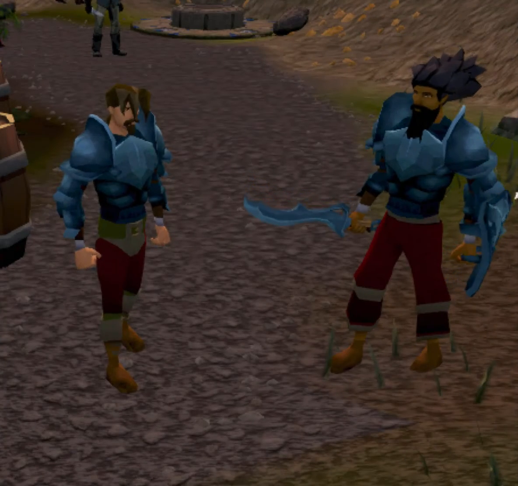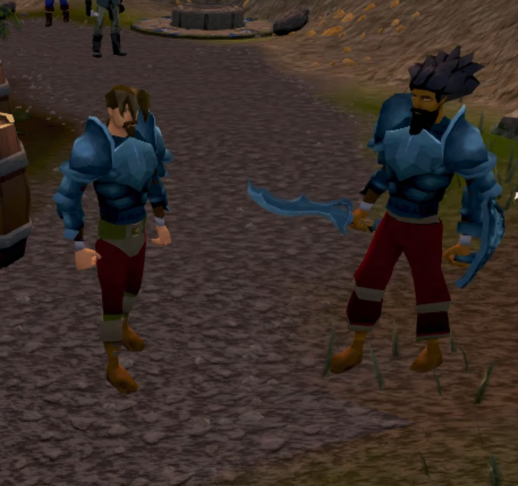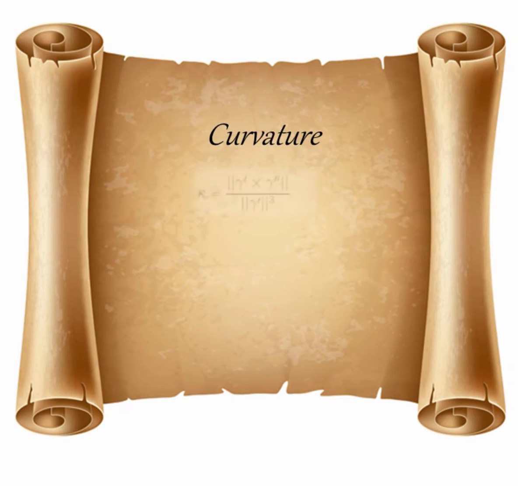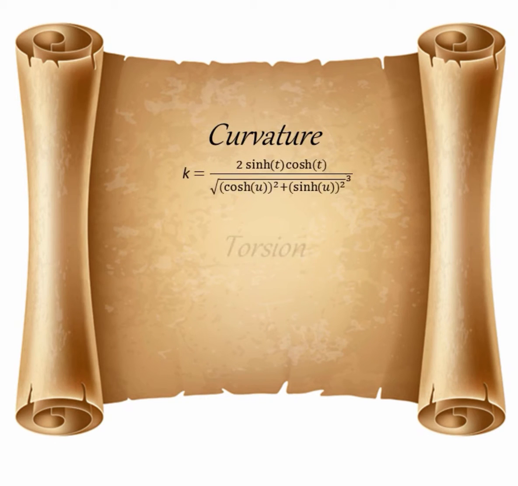That's really helpful. What about the curvature and torsion? Of course, let me show you. Look over here, will you? Lord Ronald explains that for the curvature we use the equation, and for torsion, using these formulas we find that the curvature is, and that the torsion is.